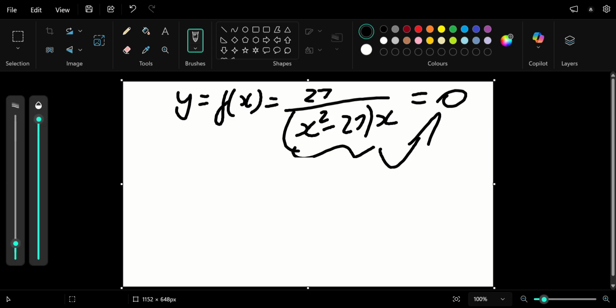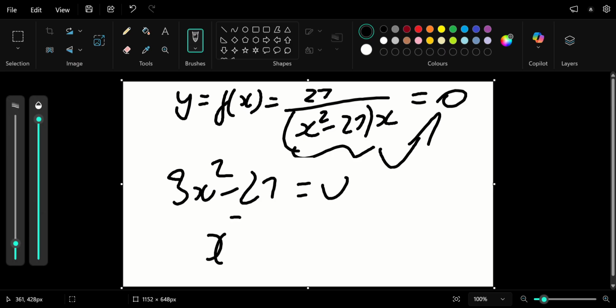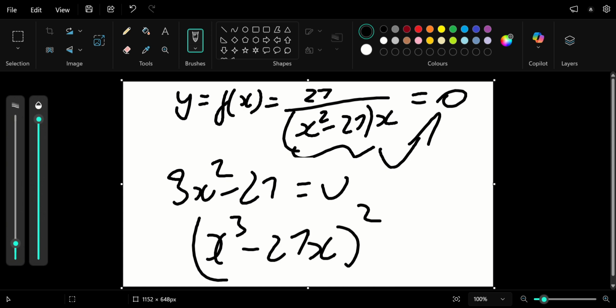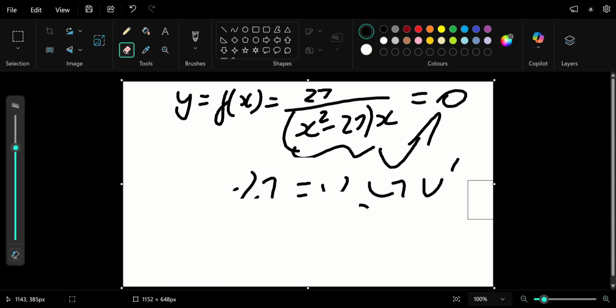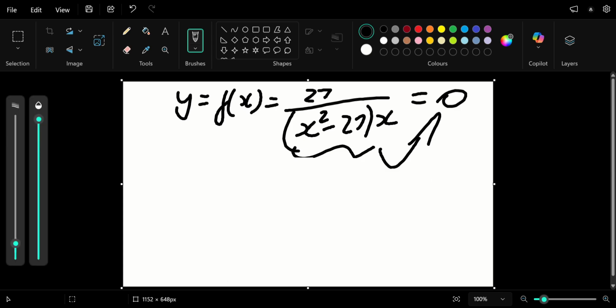Next steps, just being careful about the quotient rule really. You can let 3x squared minus 27 equal u. You can let x cubed minus 27x squared equal v for the quotient rule, and therefore you just find u prime and v prime respectively and plug it in. When you plug it in, the first order of operations you should get should look something like this.